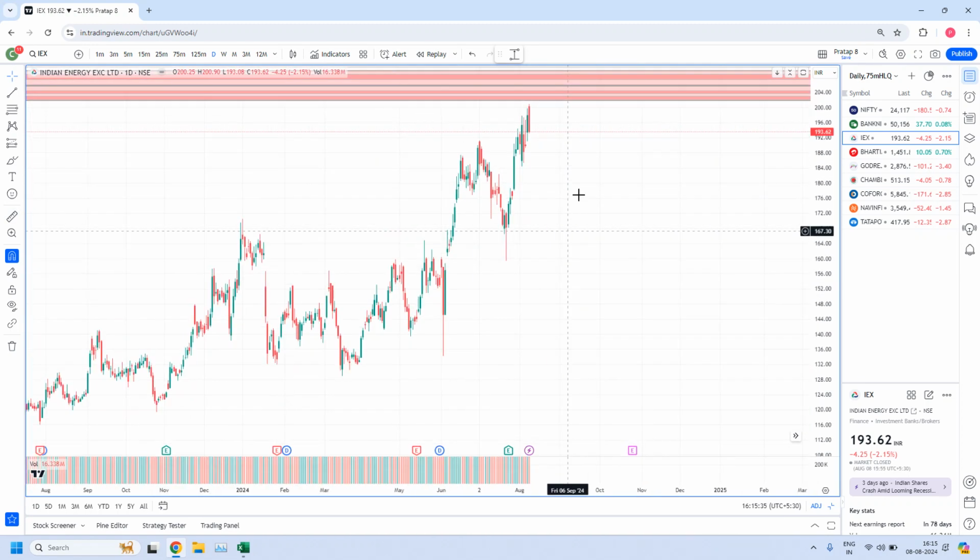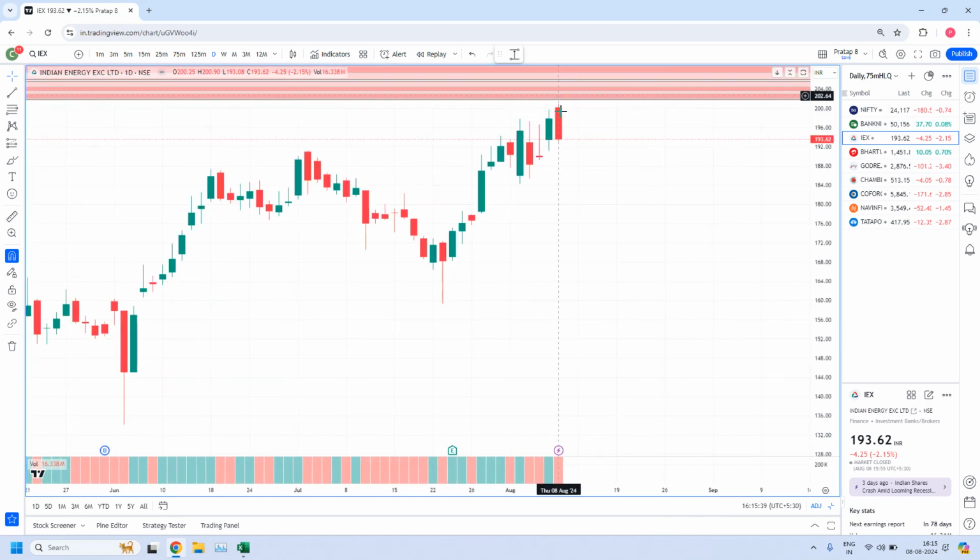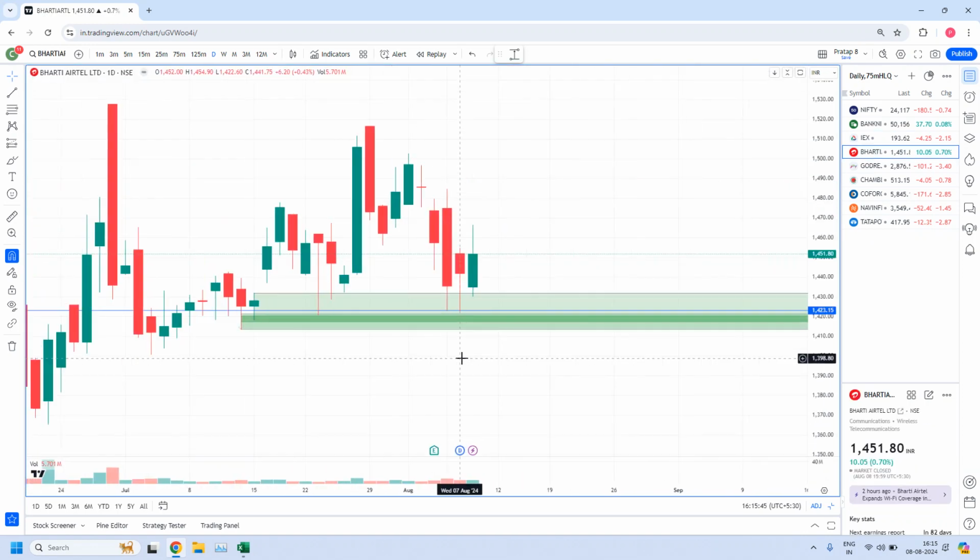But anyway, price did not enter the zone, so we need not worry. And the next one is Bharti. Bharti Airtel, we already took a trade here yesterday.